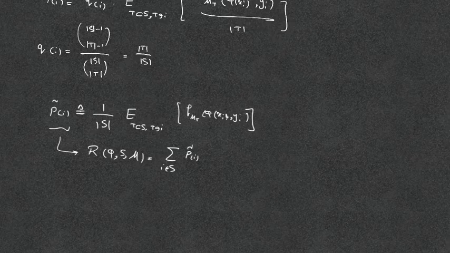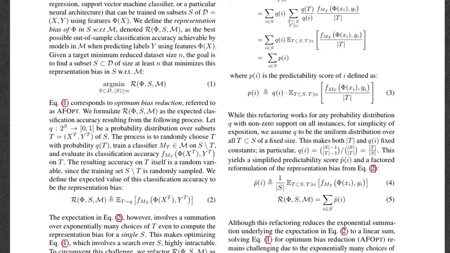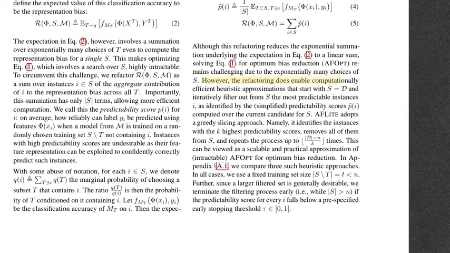Okay, now let's discuss what has actually happened. With the given definition, which is this, now this part and this computation is now tractable because we no longer have to go over combinatorial options for T. Now the computation for equation 1 is still problematic because we still have combinatorially large options for S, and searching over possible subsets S of these is still problematic. However, this refactoring enables computationally efficient heuristic approximations.